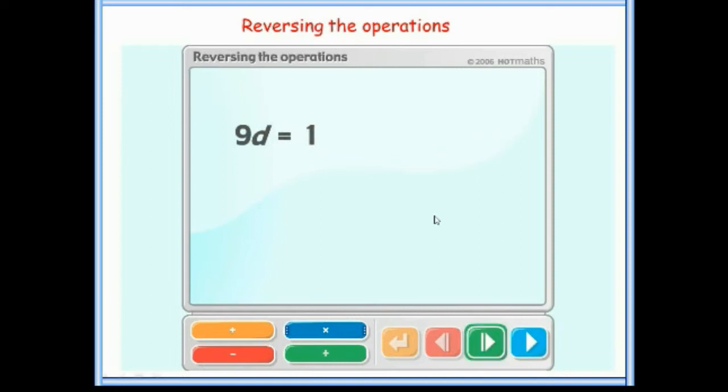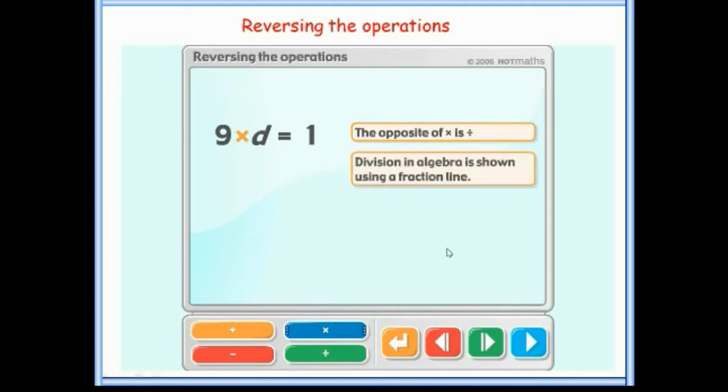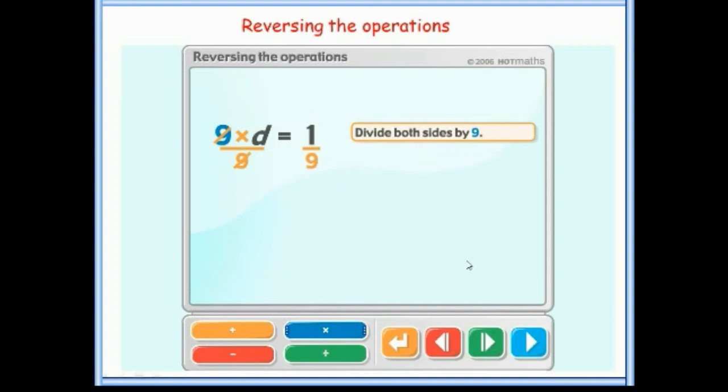9 times d equals 1. I have to get rid of 9 times. What is the opposite of 9 times? The opposite of 9 times is divided by 9 on both sides. So I'm going to divide by 9 on both sides and the 9s cancel out. d equals 1 over 9.